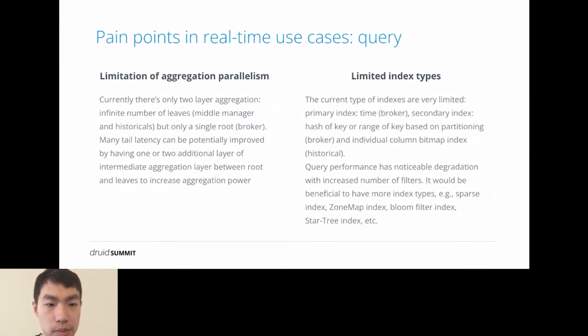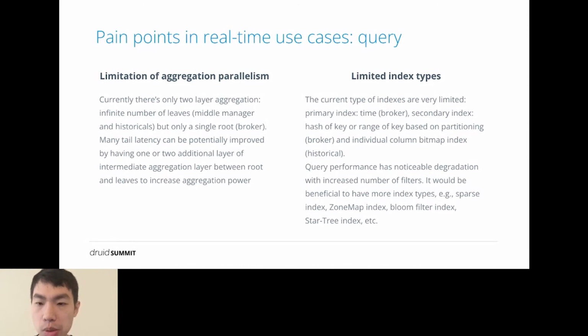So on the query side, one thing we found is that for aggregation limit parallelism, we all know that currently there are only 2 layers of aggregation. We basically have an infinite number of leaves, where leaves means data nodes, which are middle managers and historicals, but we only have a single root. Even if the broker can be multi-threaded, that's eventually a single node, right? So we found that many tail latencies can potentially be improved if we can have one or more additional intermediate aggregation layers between root and leaves, so that the aggregation power can be improved.